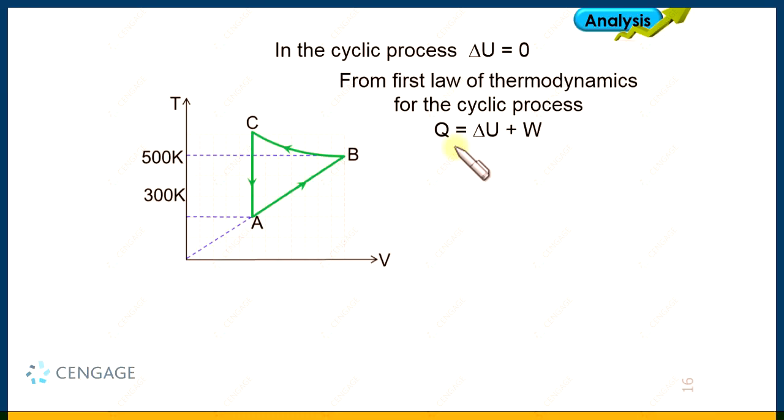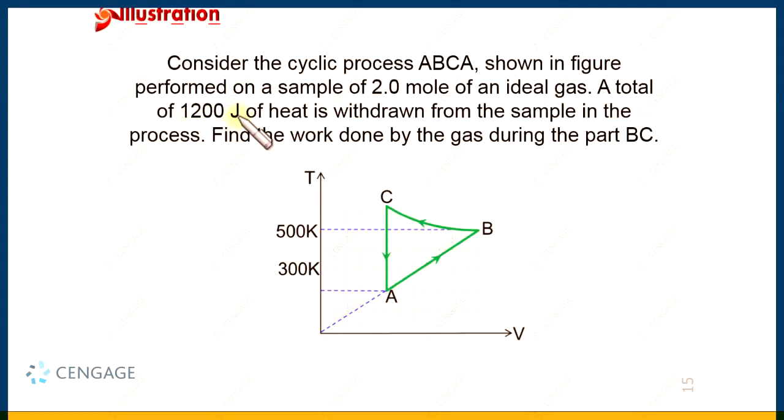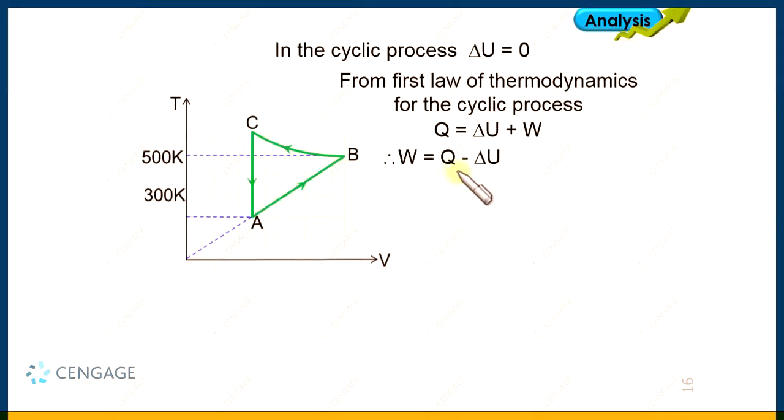We can rearrange this equation, we can write W equal to Q minus delta U. And we know this Q according to the question, it is minus 1200 as we discussed. So, we can substitute this value as minus 1200, and for the cyclic process we have discussed delta U equal to 0. So, this is equal to minus 1200 minus 0, that is equal to minus 1200 joule. That means the total work done in the cyclic process equals minus 1200 joule.